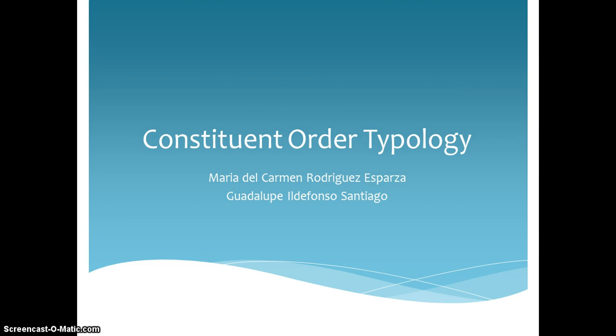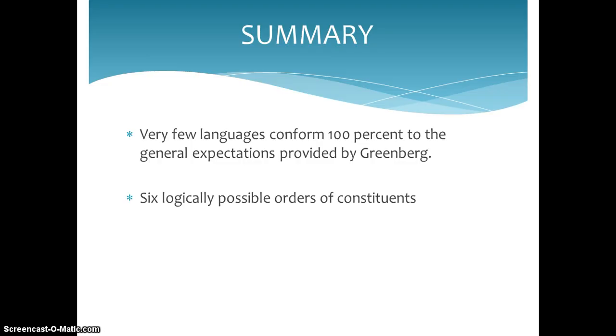We're going to be talking about constituent order typology. According to the past presentations that our classmates did about morphological typology, we are going to present a brief summary of them. Very few languages conform 100% to the general expectations provided by Greenberg. This means that some languages have different orders to other languages in the sentences.